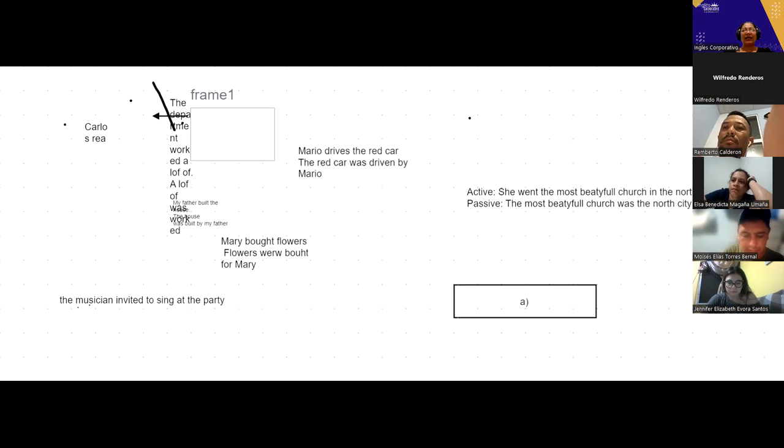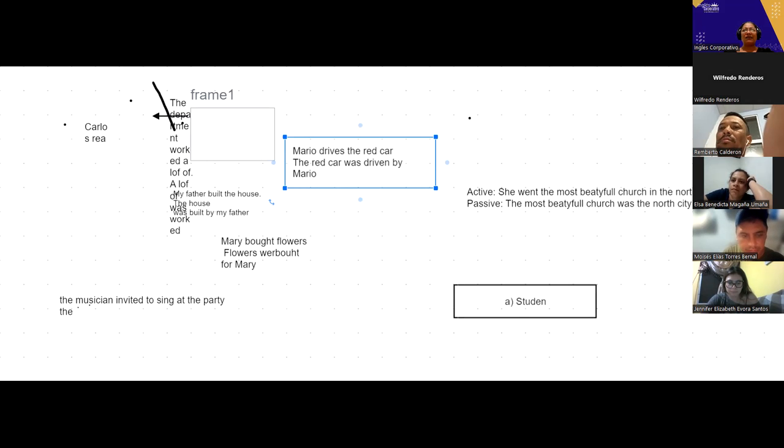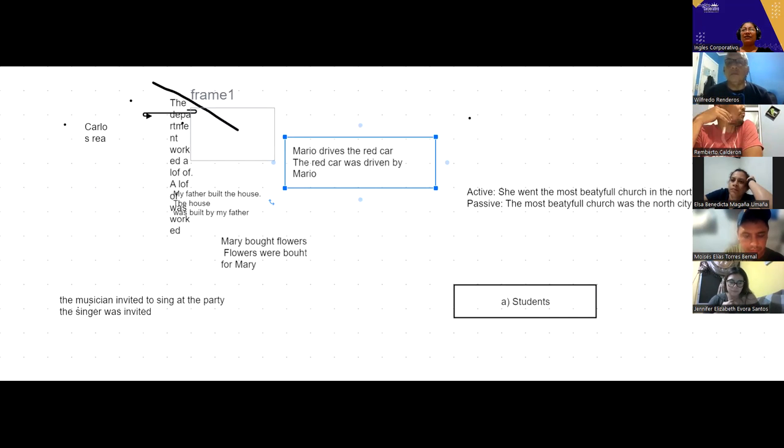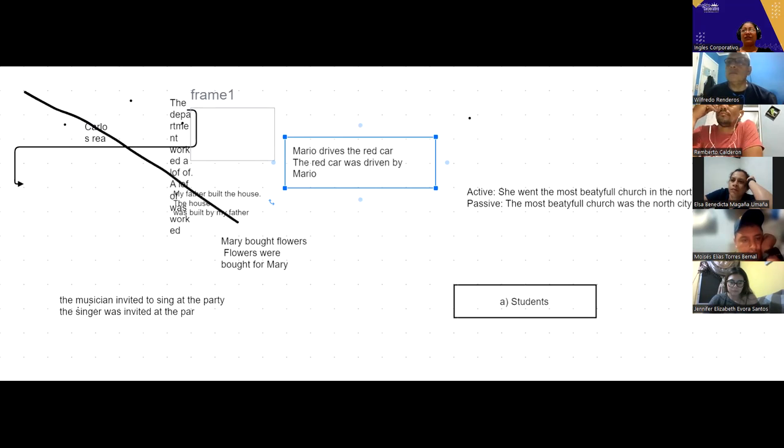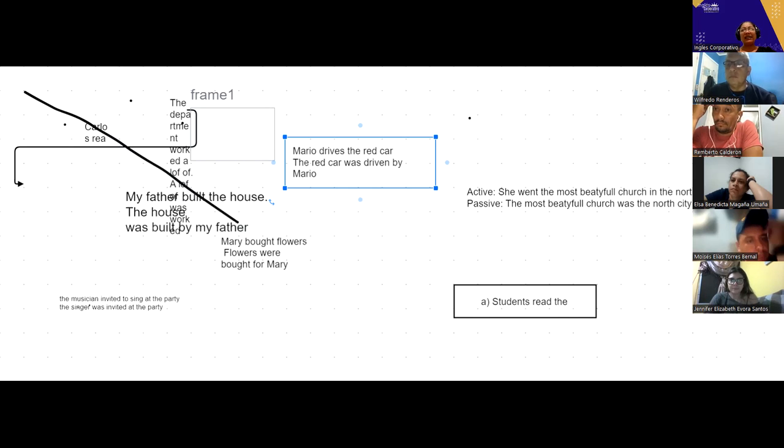For example, I have here this one. It says, Mario drives the red car. That is the active voice. And then we have the passive: the red car was driven by Mario. That's it. Okay, that is correct. So we have the active and the passive voice.